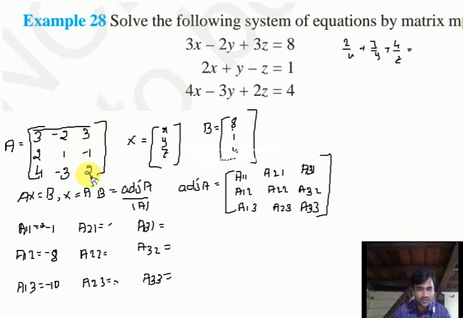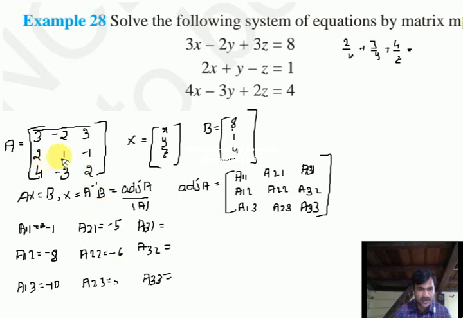So minus 2 into 2 is minus 4. Minus 3 into minus means it will be plus. Minus of minus is plus. So 9 minus 4 will be 5. Here you will get 5. But you have a minus sign outside of that, so it will be minus 5. A22: leave the second row, second column. Then it is 3 into 2, 6. 6 minus 12 is minus 6. Here you will get minus 6.